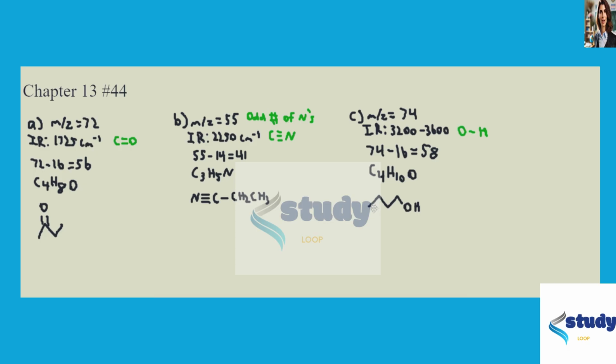Really, you could draw this molecule a lot of different ways. The alcohol could be at various positions, and the carbons could be moved around a little bit. But this is just the most simple answer that I've drawn here. There are several other answers that would be acceptable for C. And that is the answer to Chapter 13, problem number 44.